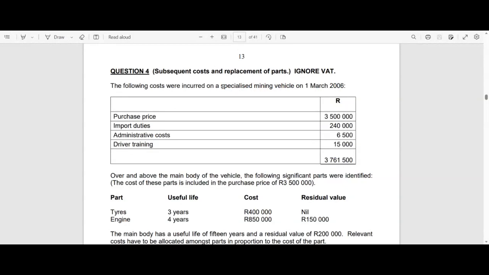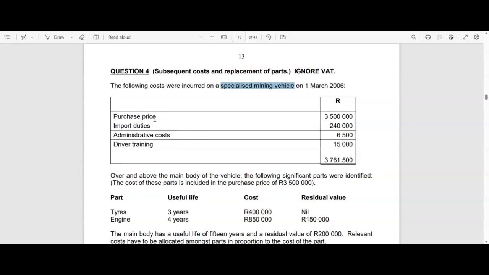So we now know our overall asset. What is the overall asset? It is a specialized mining vehicle, one of those huge ones that's about 20 feet high, right? Even the tires are more than 7 or 8 feet high. You don't know what feet is, probably more than about two or three, 2.5 meters.